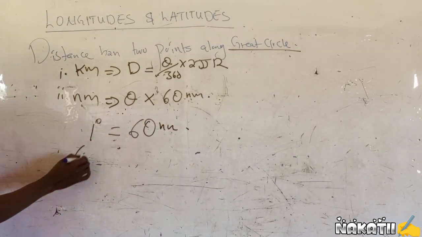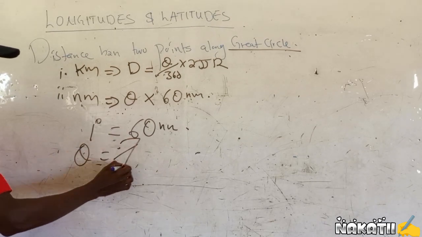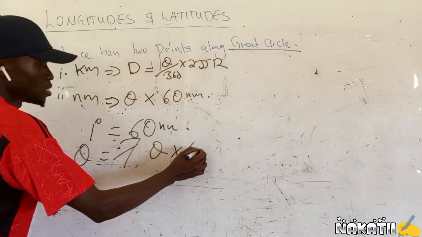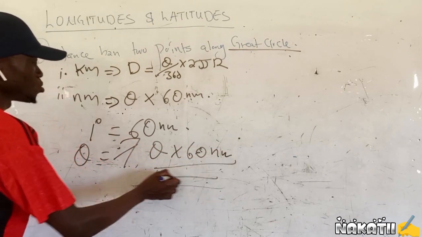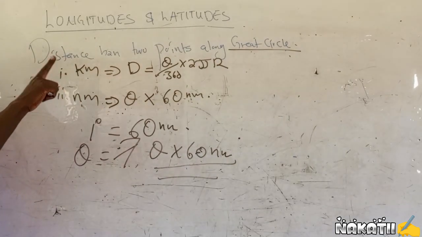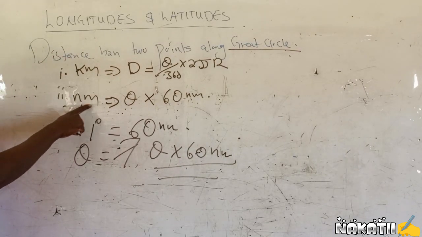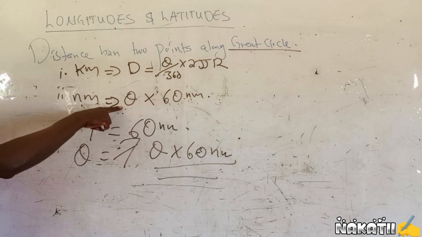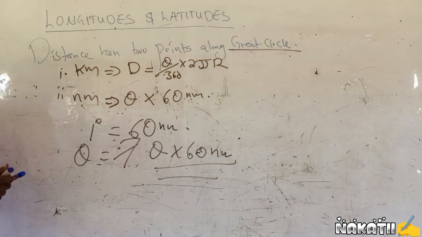And therefore, what about theta? Theta is the angle between them. That's why the formula is theta multiplied by 60 nautical miles. So if you have been told to find the distance along great circle in nautical miles, you take theta times 60. Theta is the angle between those 2 points.